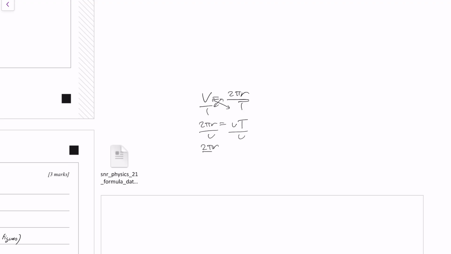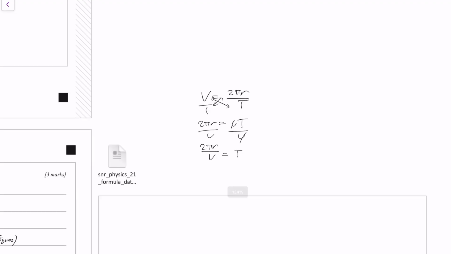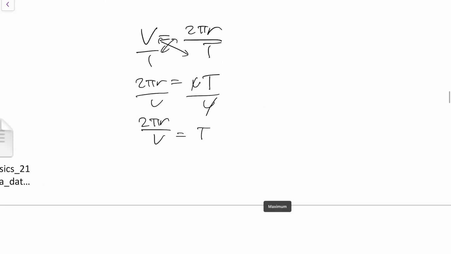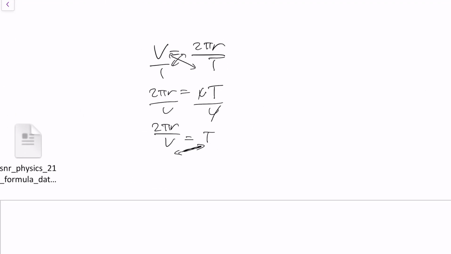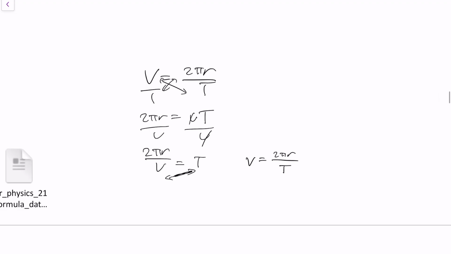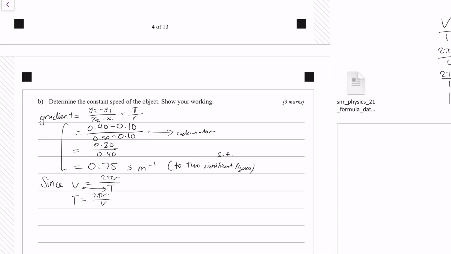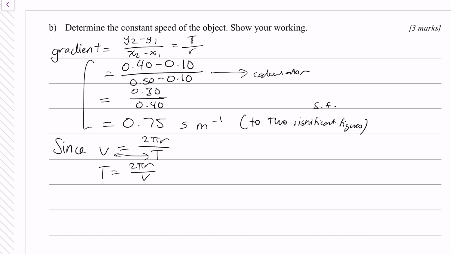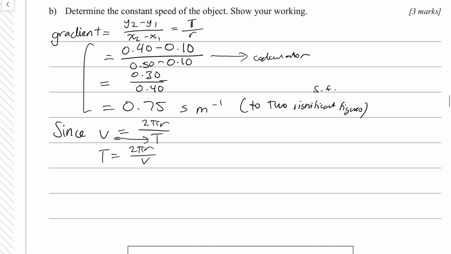I have 2 pi r over V equals capital T, because these V's cancel. So you can see here that all I've done is swap these two around from the original formula, which was V equals 2 pi r over capital T. That's an easy trick you can do to save time as well. Now that I have T not on the bottom of a fraction but on the top, I know that I just need r on the bottom, so I can just divide by r on both sides.